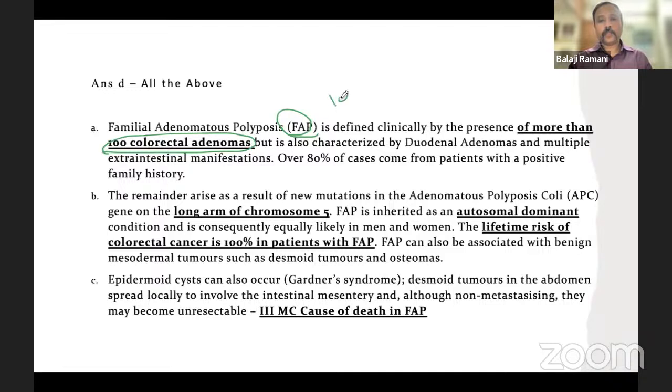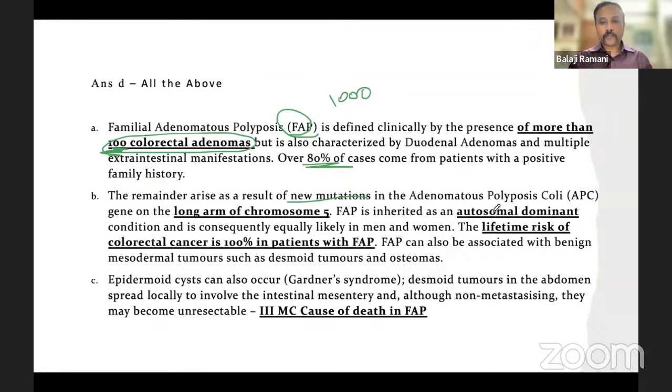In many cases there will be more than 1,000 polyps, but the minimum number is at least 100 polyps. If you have a scattering of more than 100 polyps throughout the colon and rectum, then that is enough to make the diagnosis of familial adenomatous polyposis. You will find that in almost 80% of cases there is a positive family history, but in about 10 to 15% of cases it arises because of new mutations.